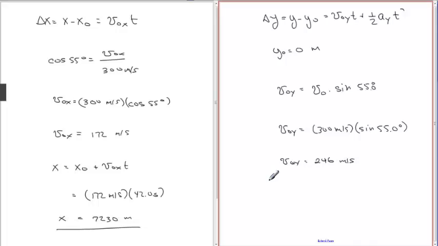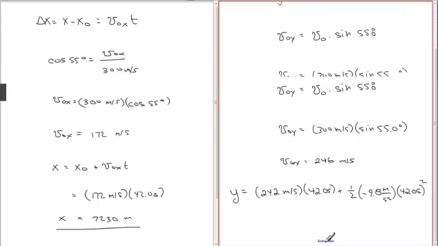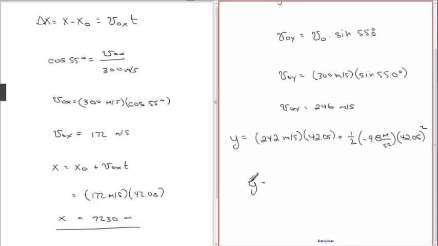Okay, now we plug into here because we have everything. So we'll say y, this goes to 0, so it's just v0y, which is 246 meters per second, times the time, which is 42 seconds. And then we add 1/2 times negative 9.8 meters per second squared times the time, which is 42.0 seconds squared. So y equals, notice the units, meters per second times seconds becomes meters. Meters per second squared times seconds squared becomes meters.